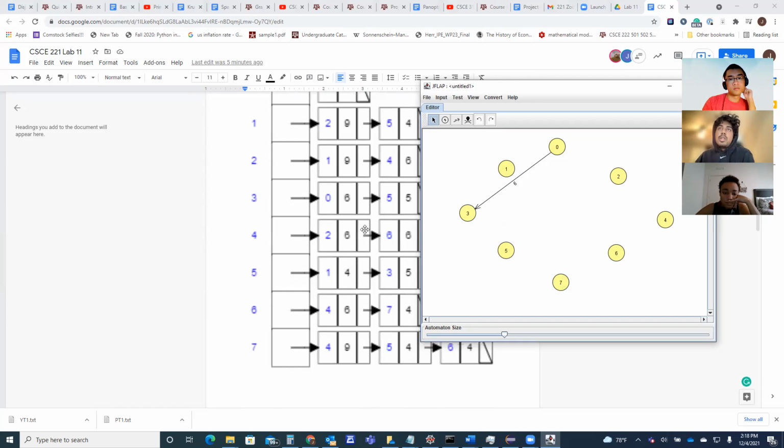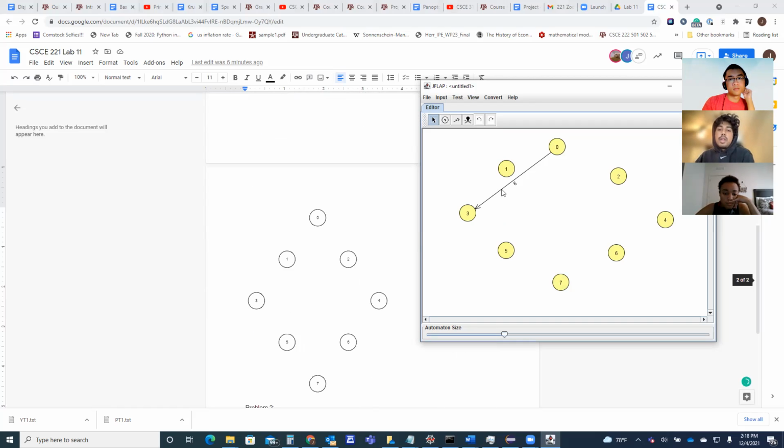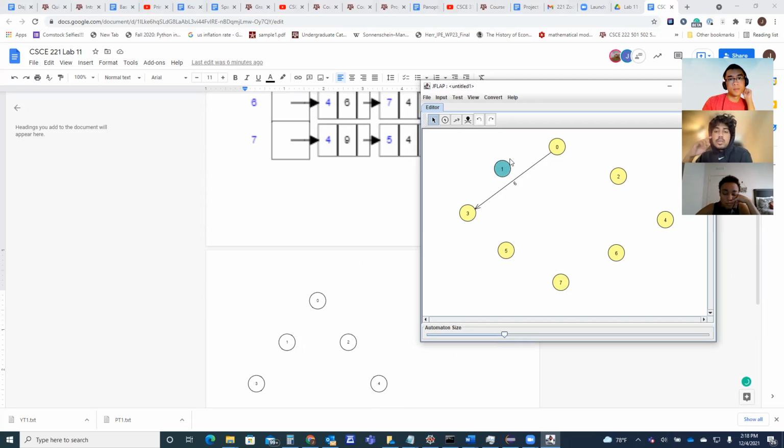The next one is connected directly to 2 and 5, and I'll give you the cost when you're entering them. Okay, so 1 goes to 2, how much? It has a cost of 9. And then it also goes to 5 with a cost of 4. Okay. And then 3 is going to 0 and 5.